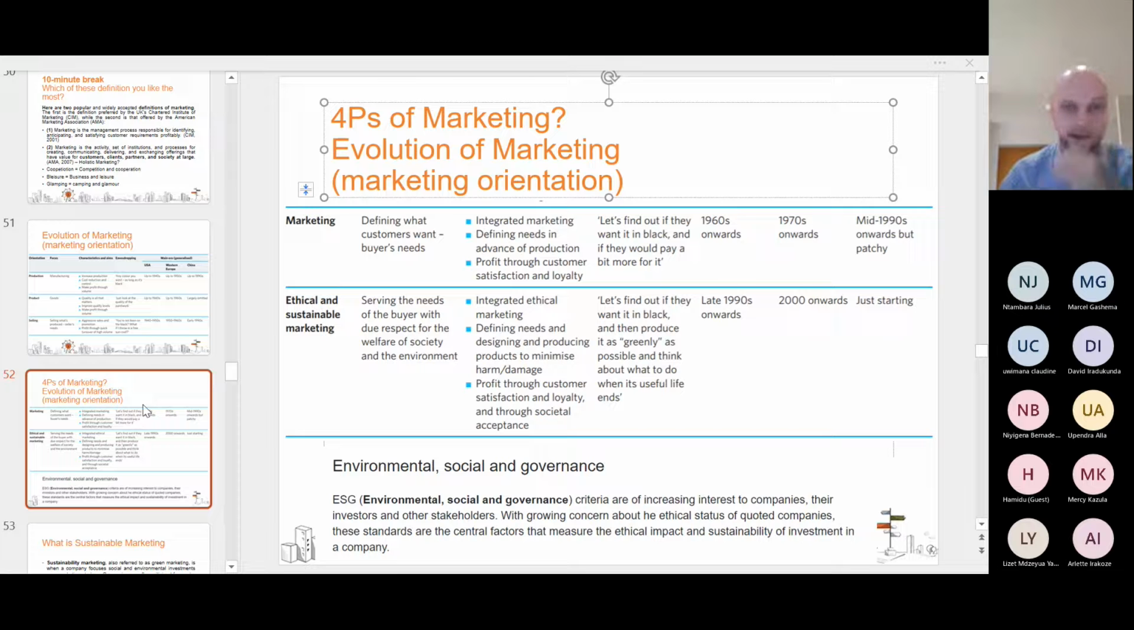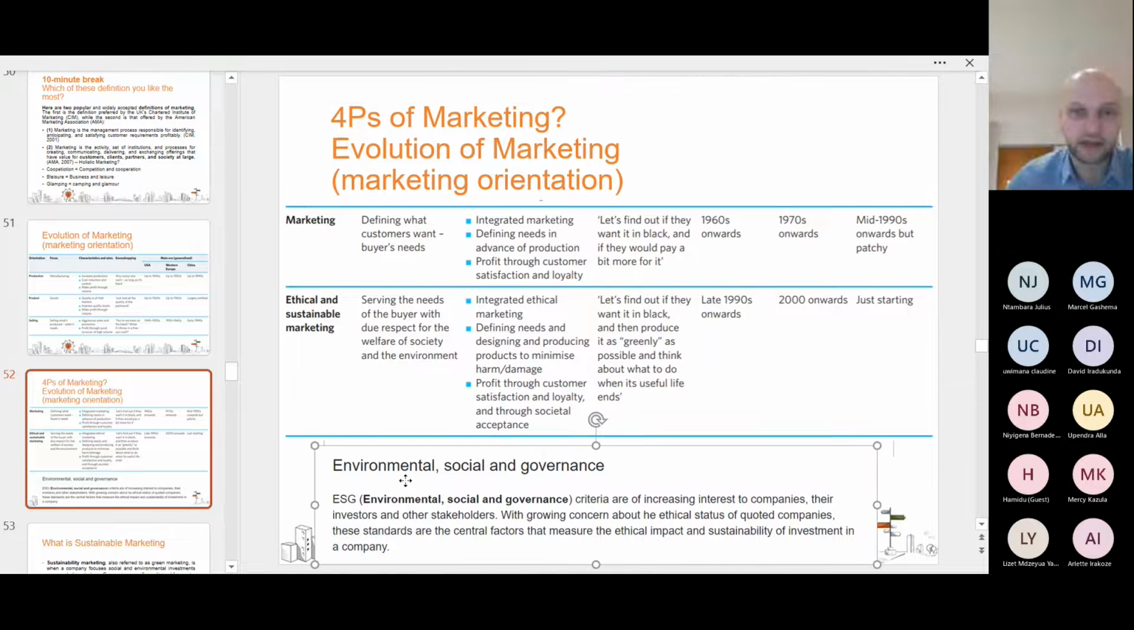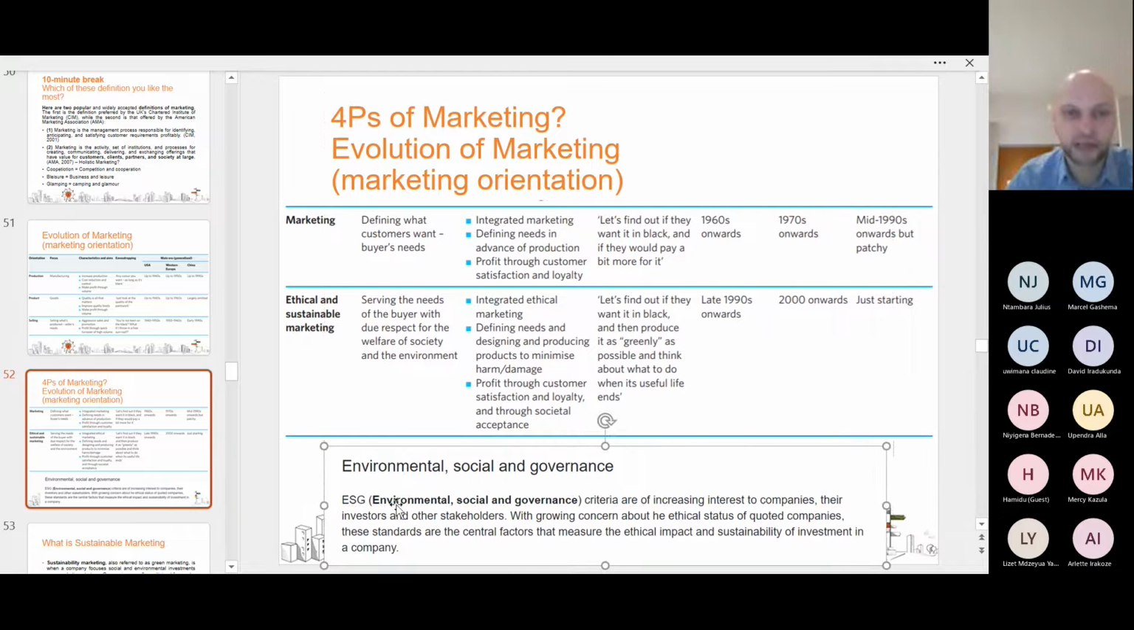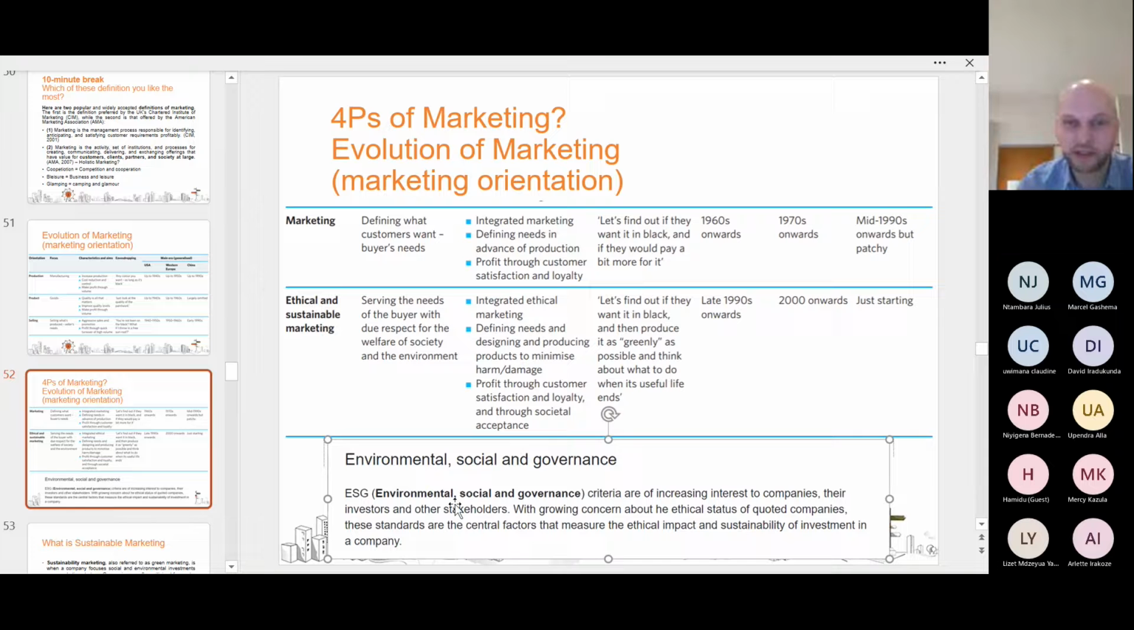And the last one is ethical and sustainable marketing. So serving the needs of the buyer with respect for the welfare of society and the environment. Here also I gave some information about ESG, environmental, social, and governance. If we talk about corporations and corporate governance, this is also a criterion that investors and stakeholders take into account.